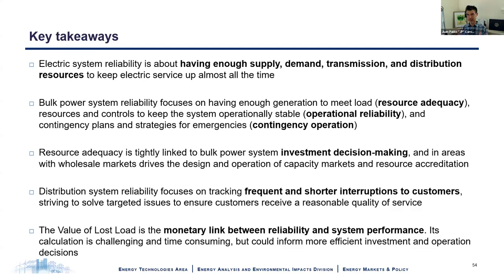And finally, the value of load is the monetary link between technical reliability and system performance. The calculation is quite challenging and time-consuming, but I think we're getting better at it, which may mean that value of load might play a more active role in deciding investments in the future to come.